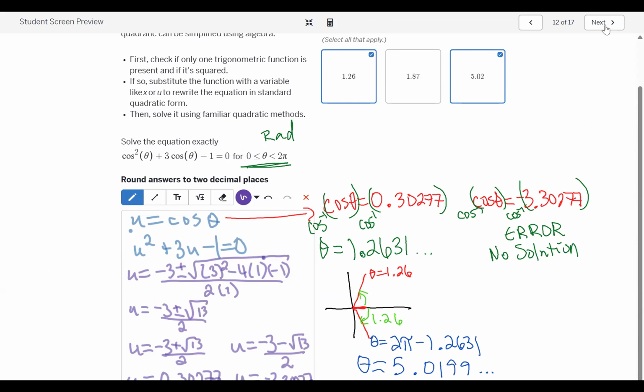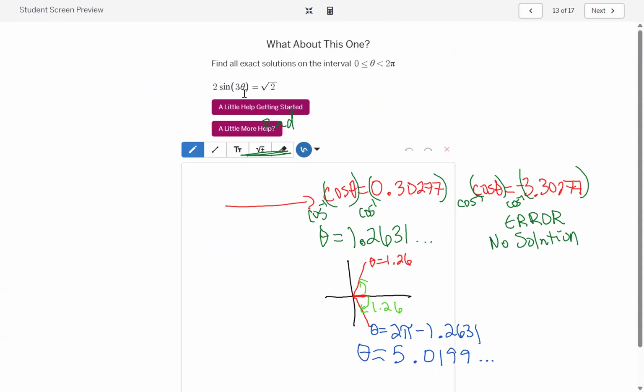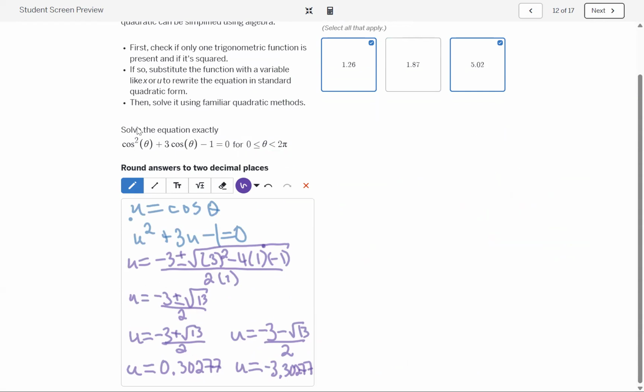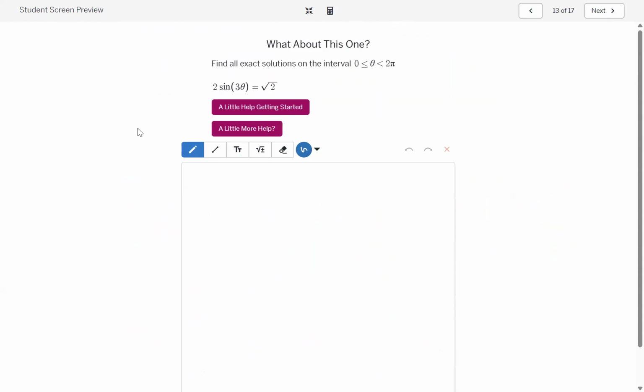All right, let's see what the next one is. A 3 theta. All right, well, let's start thinking about 3 theta. Before we really deal with that 3 theta on the inside, just think of it as an ugly. So I have 2 sine ugly equals square root of 2. So what's the first thing I'm going to do to start getting at the variable?